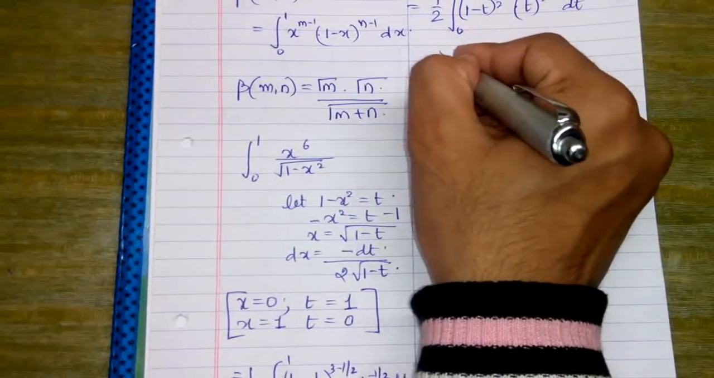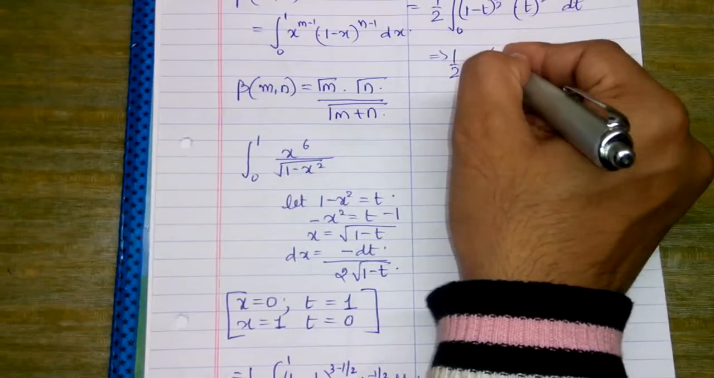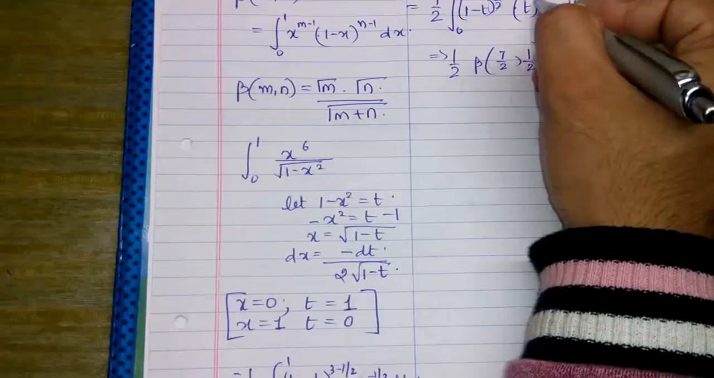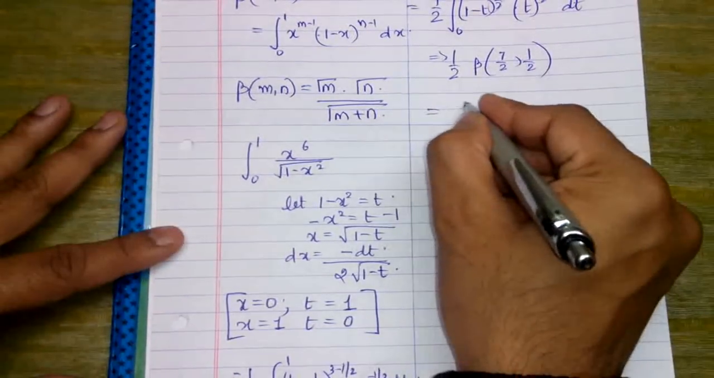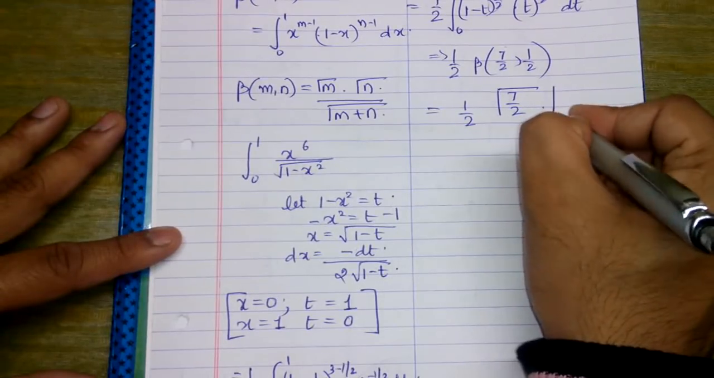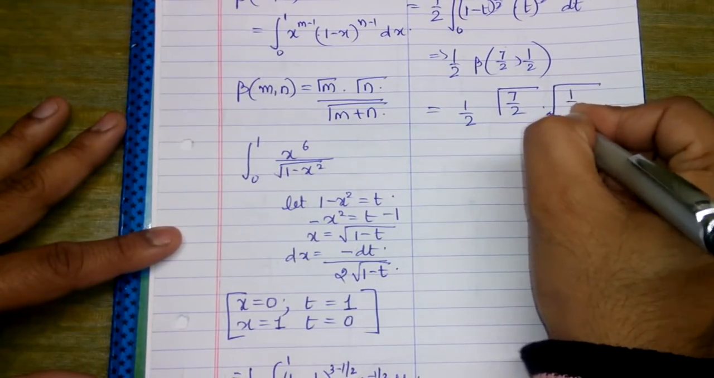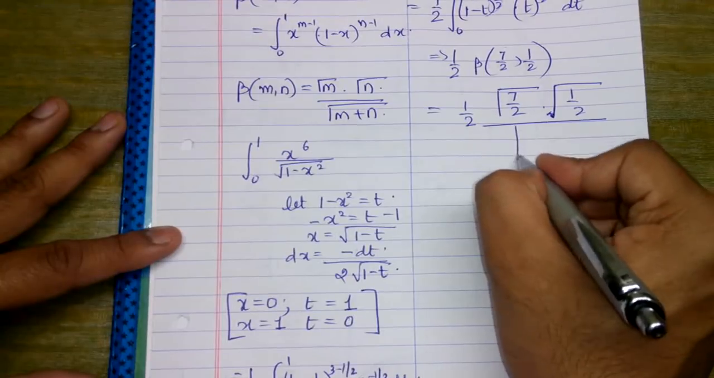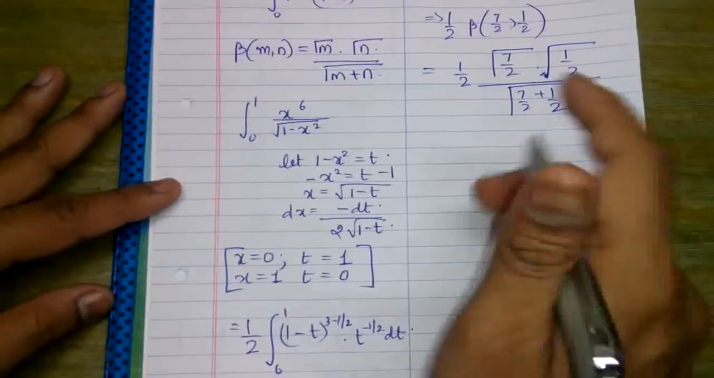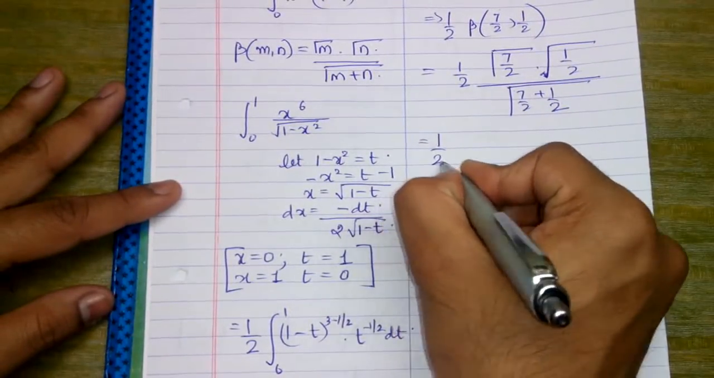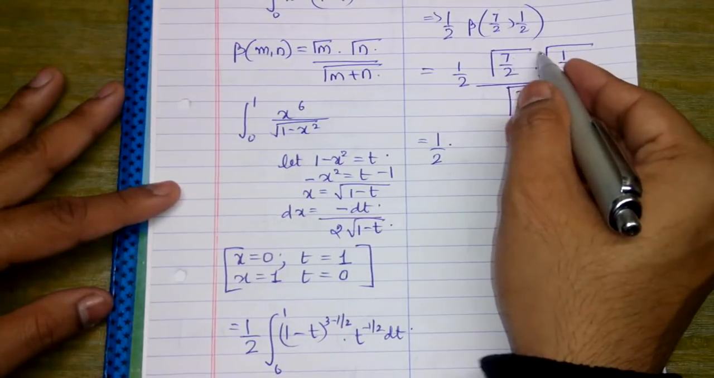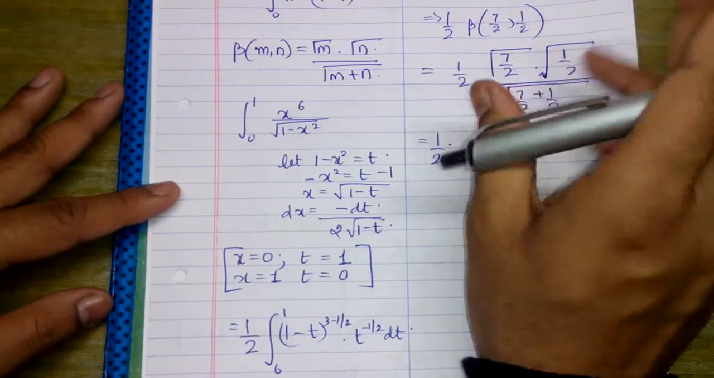Now this is simply 1/2 β(7/2, 1/2), because this is m and this is n. So simply it would be (1/2)Γ(7/2)Γ(1/2) upon Γ(7/2 + 1/2). Okay, so this will be simply 1/2, and the short trick is we will subtract 1 subsequently till we achieve 1/2.